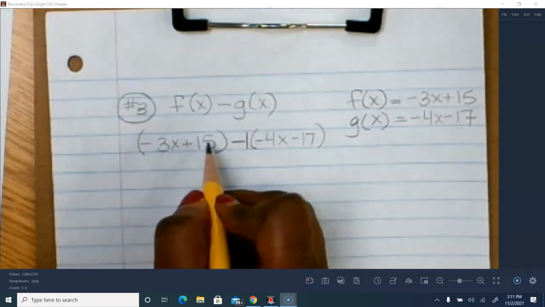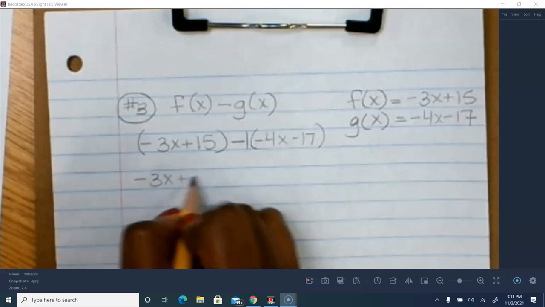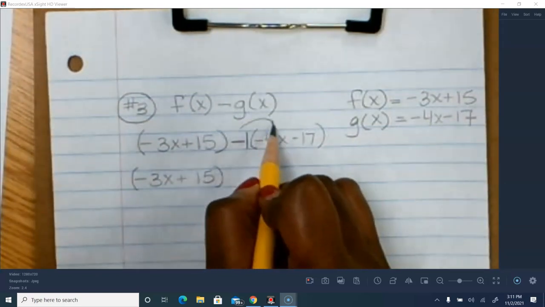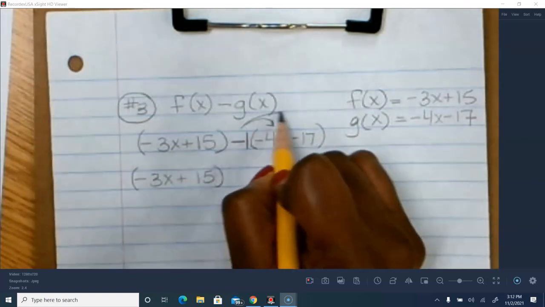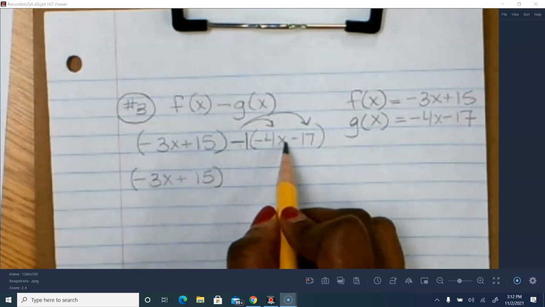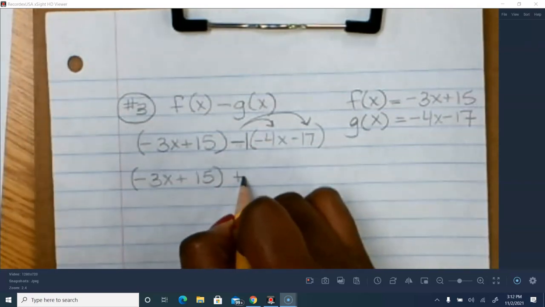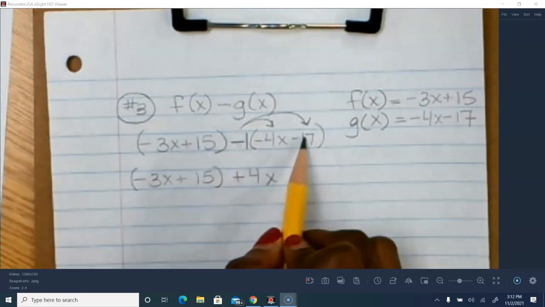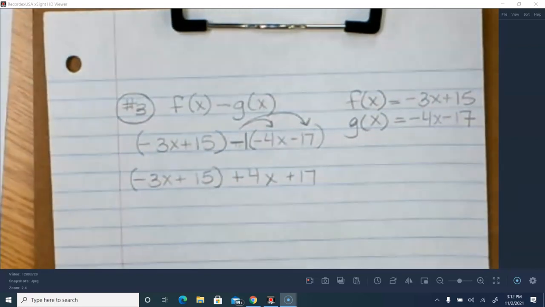So I'm just going to bring this down, which is negative 3x plus 15. I'm going to just leave it in parentheses. I don't have to, but I'm going to because I don't want to do anything with it yet. And I'm going to distribute this negative 1 to negative 4x, and then distribute the negative 1 also to the negative 17. Now, normally we write out negative 1 times negative 4x and then negative 1 times negative 17. But I want to transition you to doing that mental math. So negative 1 times negative 4x, and negative times a negative is going to give us a positive 4x. And then negative 1 times negative 17, and negative times a negative is a positive 17.